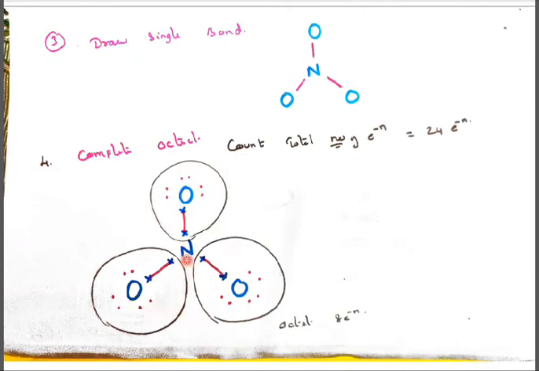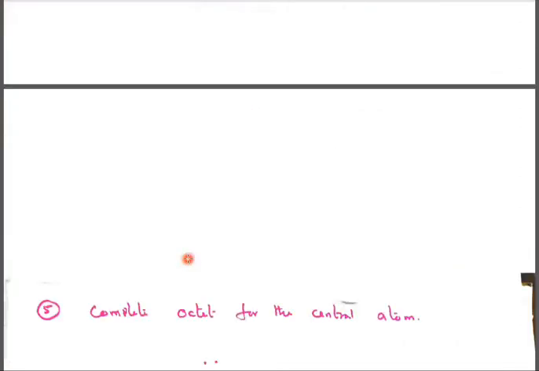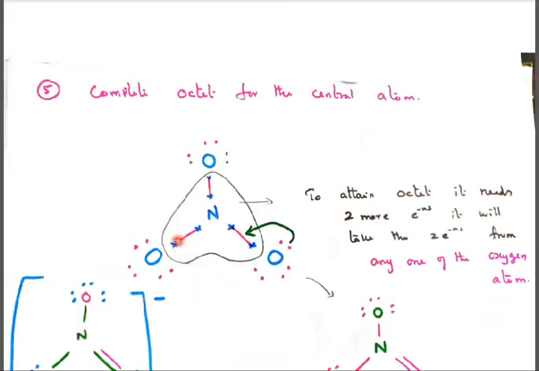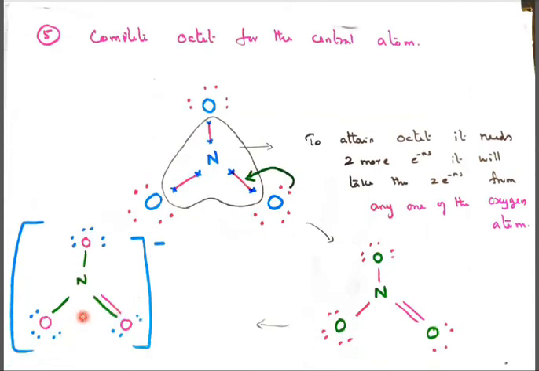Now we should see the same 8 electrons for the central atom. Nitrogen is sharing only 3 bonds, 2, 4, 6, so it needs 2 more electrons to attain a stable electronic configuration by the octet rule. So it takes one of the lone pairs from any one of the oxygen atoms. If this lone pair is shifted here, it becomes a double bond. Then that oxygen carries a minus charge.